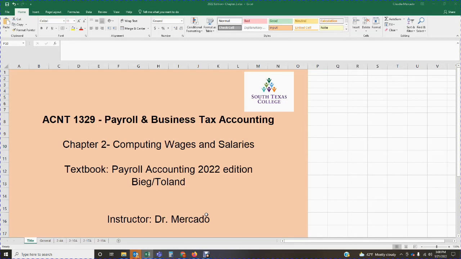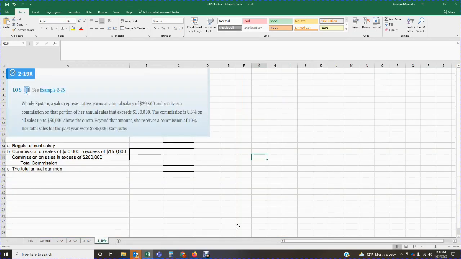This is a continuation of the problems being covered in Chapter 2. The specific problem that we are covering in this lecture is problem 219A. Okay, now this problem deals with commissions.